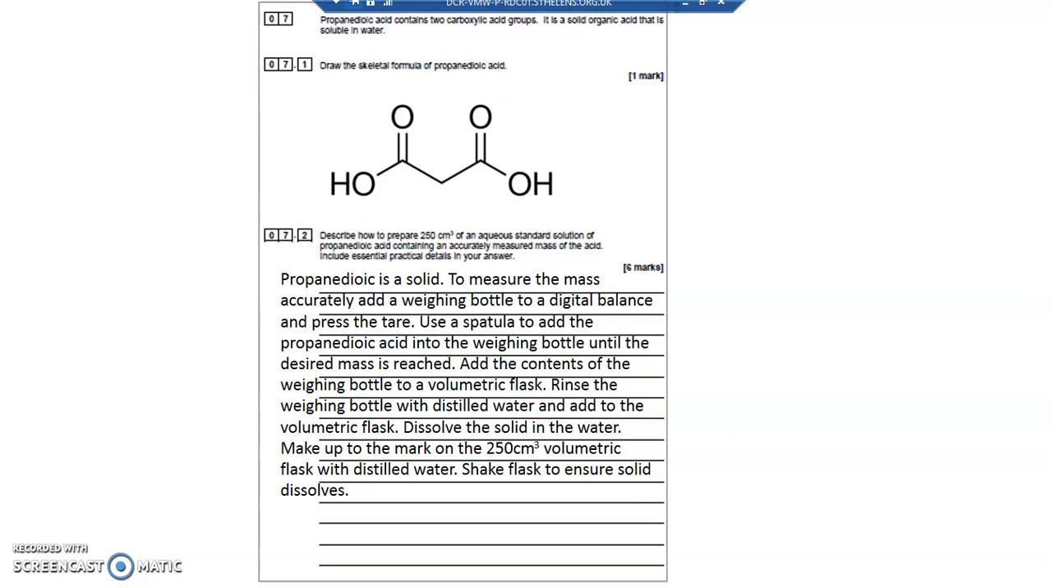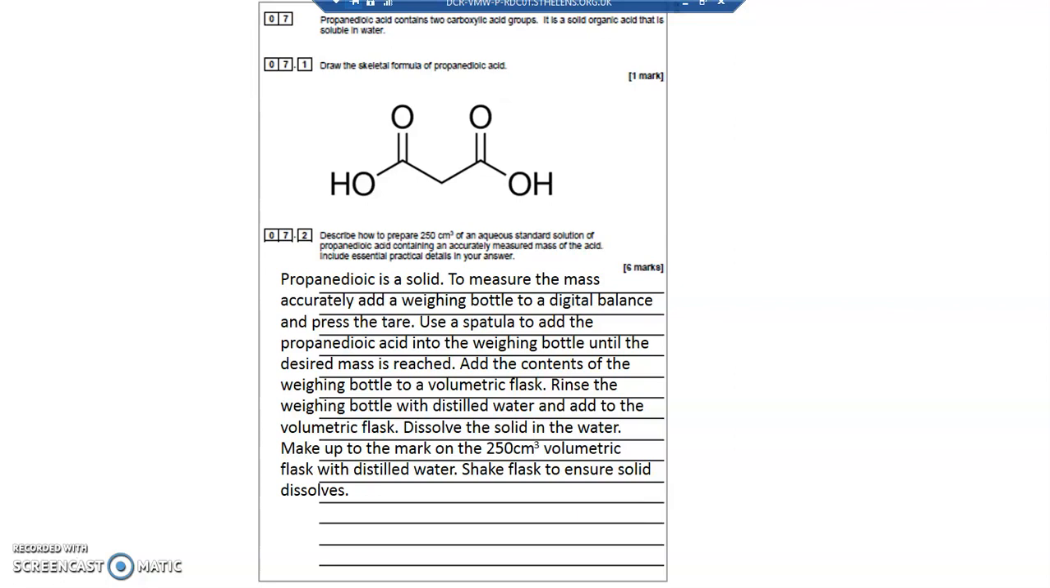The tare button then imagines that the beaker or the container or the weighing bottle isn't there. So then you're only taking 1 measurement rather than 2, and you're going to reduce your percentage error. So put a beaker or a weighing bottle onto a digital balance and press the tare. Use a spatula to add the propane dioic acid. Remember, it's a solid, into the weighing bottle or beaker or flask until the mass is reached. It doesn't tell you what mass you want, so you just say until the desired mass, the mass that you want, is reached.